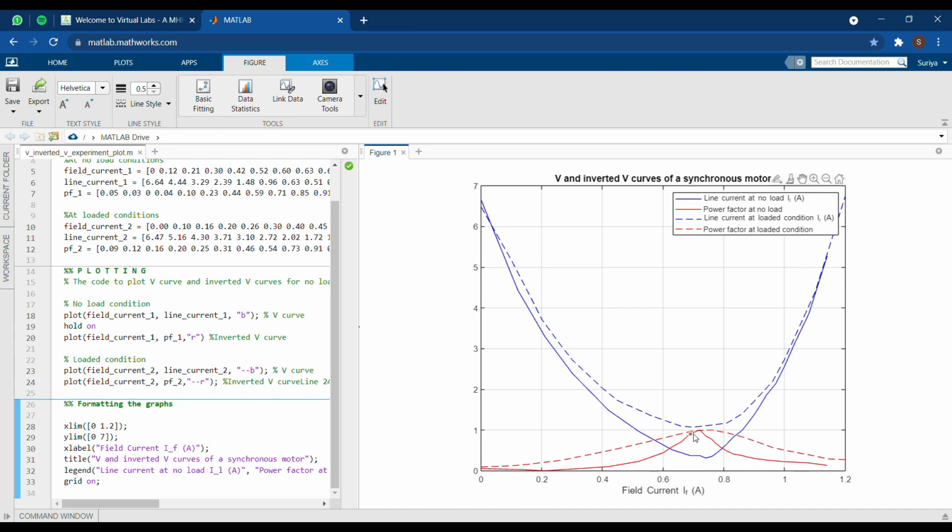From this graph, it is clear that when armature current is minimum, the power factor is maximum, that is unity, near to 1. This is same for both no load and loaded conditions. This is the V and inverted V curve experiment.